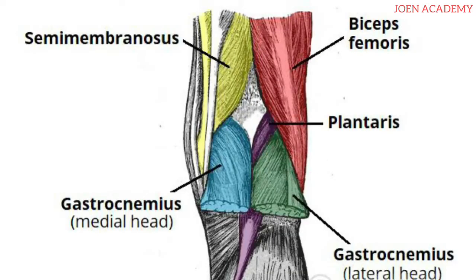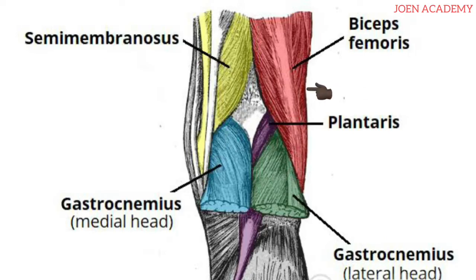Let's talk about the borders of the Popliteal Fossa. Like we said, it is a diamond-shaped area, and as a diamond-shaped area, it has 4 borders. These borders are actually formed by the muscles of the posterior compartment of the leg and thigh. The first border is the superior-medial border, which is formed by the semimembranosus.